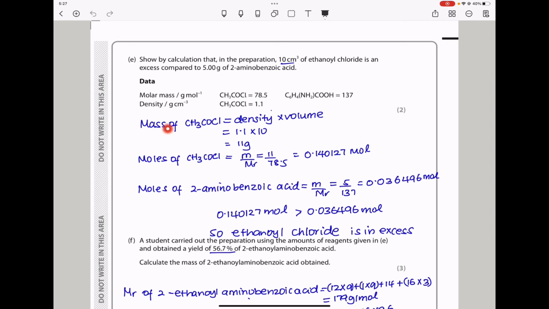So here I began by calculating the mass of ethanoyl chloride, which is density times volume. We have the density and we have the volume here, so it came out as 11 grams. Then the moles of ethanoyl chloride are going to be mass divided by the molar mass, which is 11 divided by 78.5, giving me the number of moles of ethanoyl chloride. Then the moles of 2-aminobenzoic acid are mass divided by molar mass. This is the mass given to us, and the molar mass is that, so the number of moles are these. Based on the equation, the mole ratio is 1:1. We can see this is lower than that, and we can conclude that this is going to be in excess. So I say 0.140127 mole is greater than 0.036496 mole, so ethanoyl chloride is in excess.